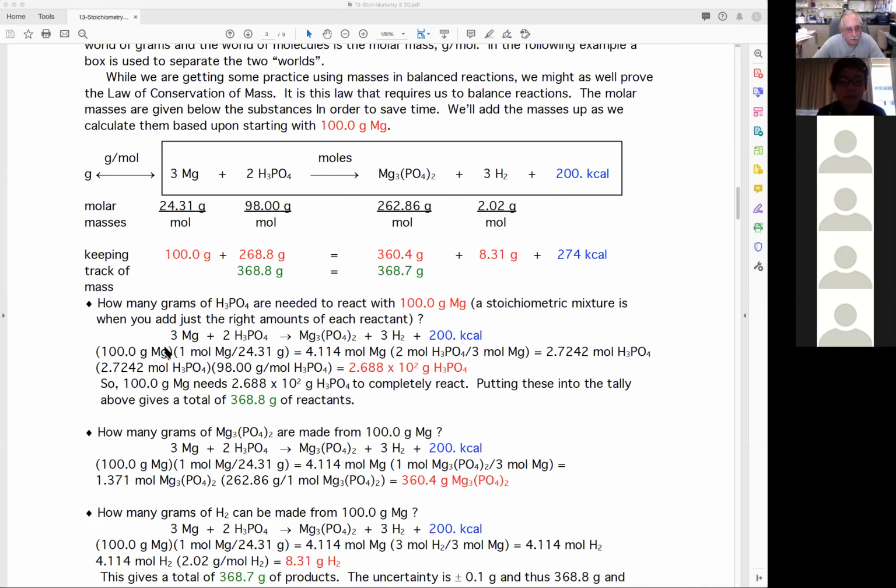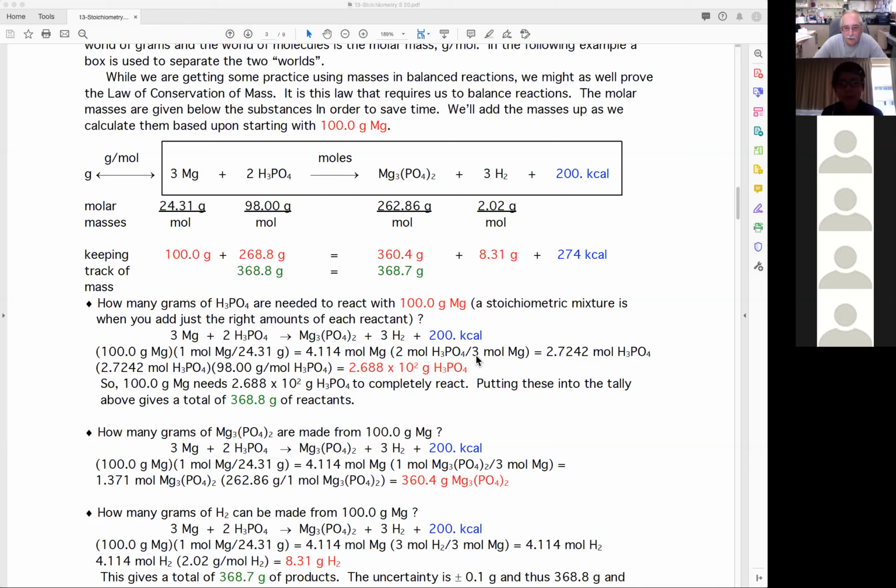So I've got 100 grams of magnesium. I need to get rid of grams, keep moles of magnesium. So I end up getting about 4 moles of magnesium. So I went from here into their world. Now the question is, if I have 4 moles of magnesium, how many moles of phosphoric acid do I need? So now I have to use the stoichiometric conversion factor. So I want to get rid of moles of magnesium, keep moles of phosphoric acid, and my answer is moles of phosphoric acid.